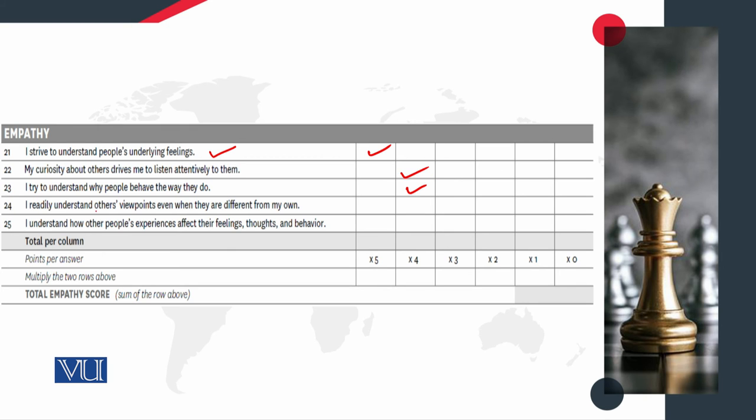I readily understand others' viewpoint even when they are different from my own. Supposedly, हम यहाँ पर टिक लगा रहे हैं, and I understand how other people's experiences affect their feelings, thoughts, and behaviors. And supposedly, हम यहीं पर ही टिक दोबारा लगा रहे हैं. So that would mean कि हमारे पास first column में there is one tick, and in the second column we have got 4 ticks. So अब इसको अगर हम multiply करें, तो 1 into 5 is 5, and 4 into 4 is 16, और total हमारे पास आ जाएगा that we are going to have 21 score in terms of empathy.